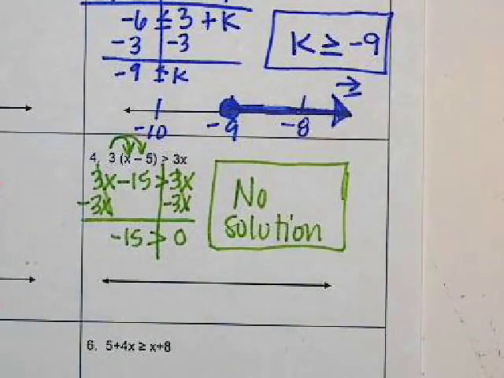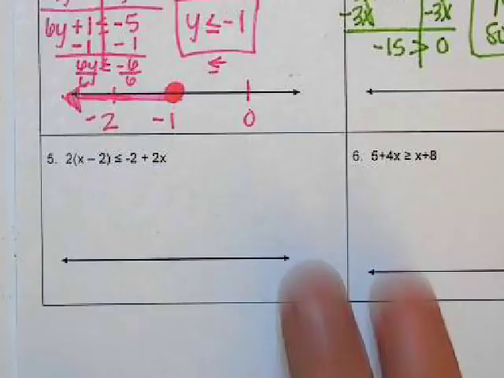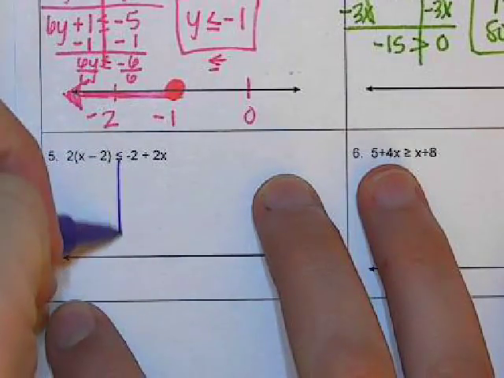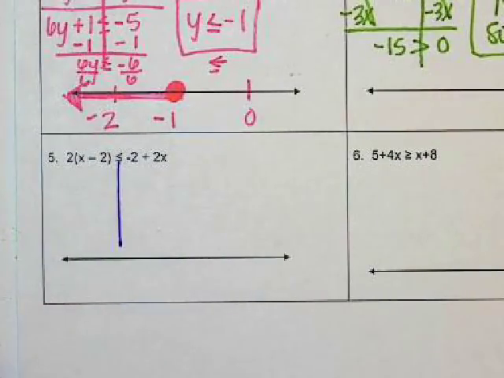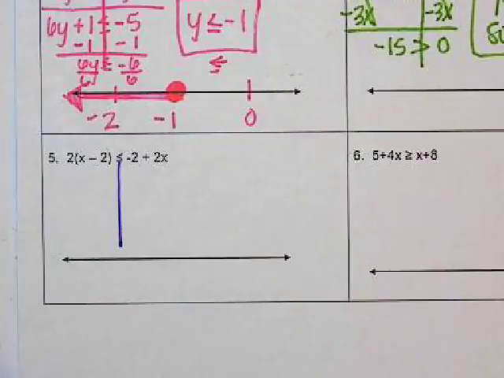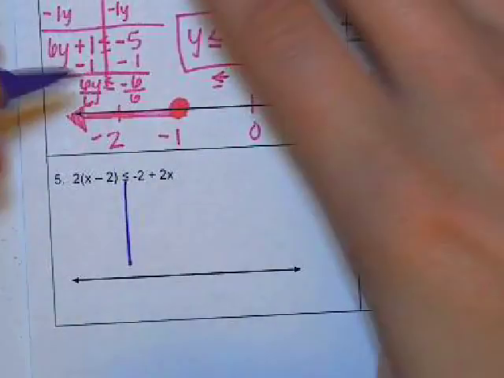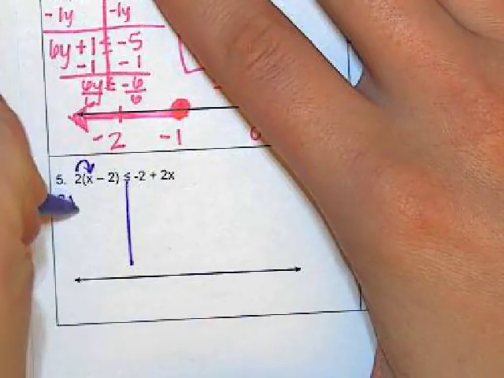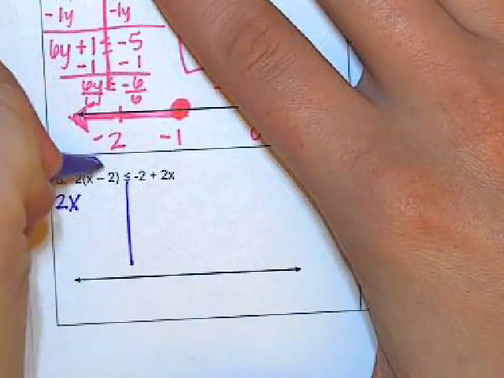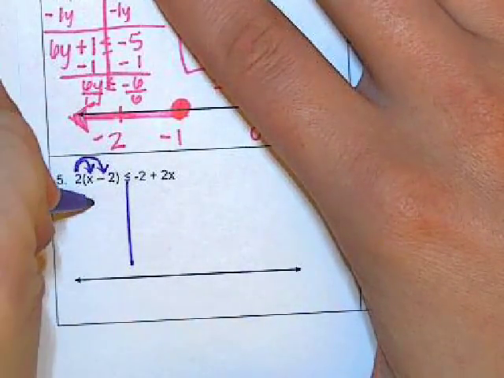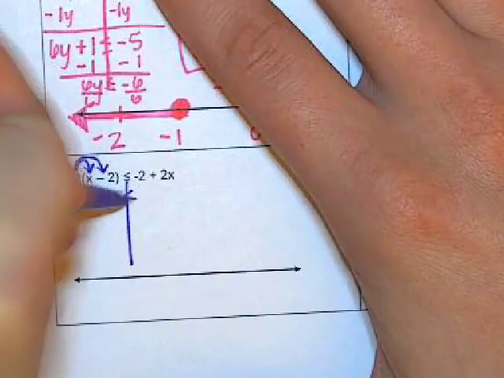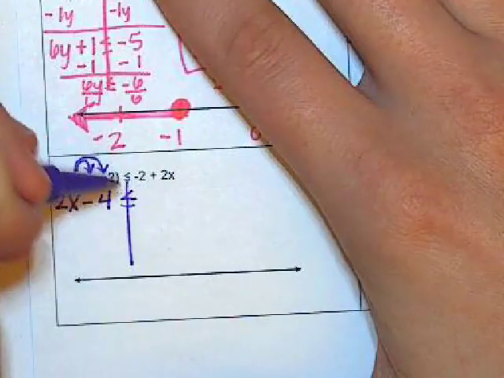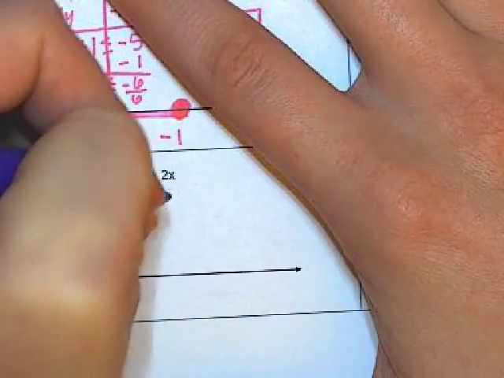Okay, number 5. Draw your line. What do I do first? Distribute. Get rid of those parentheses. So 2 times x is 2x. 2 times negative 2 is negative 4. Less than or equal to 2x. Can I do anything on this side right now? No, I'm just going to bring it down.